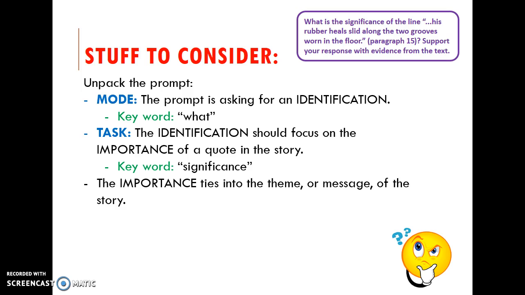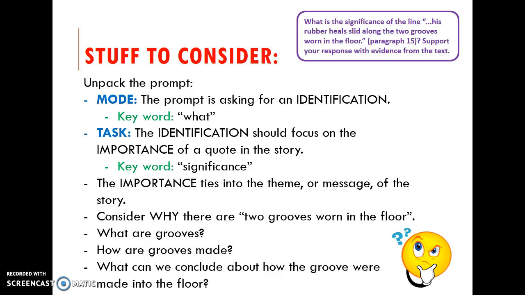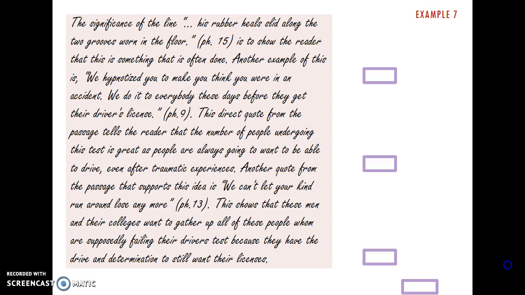The importance ties into the theme or message of the story, so it's an important part of the story for a particular reason. Consider why there are 2 grooves worn in the floor. What are grooves? How are grooves made? And what can we conclude about how the grooves were made into the floor in the first place? Also, find 2 to 3 examples from the story, direct quotes that you can place inside of quotation marks that support your answer. And then you'll come up with a perfect score.